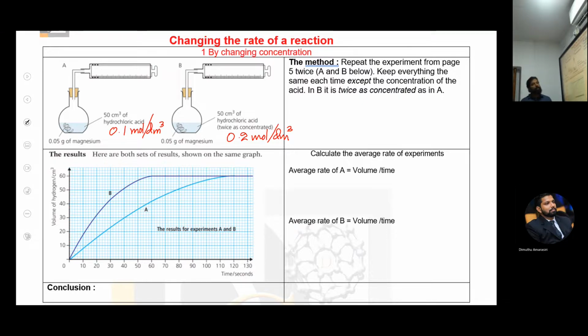We need to do a calculation to show that the rate is higher at higher concentration, so you can conclude it. Let's say we consider reaction A. How do you find the average rate? We did this in the previous activity. How do you find the average rate of the whole experiment?